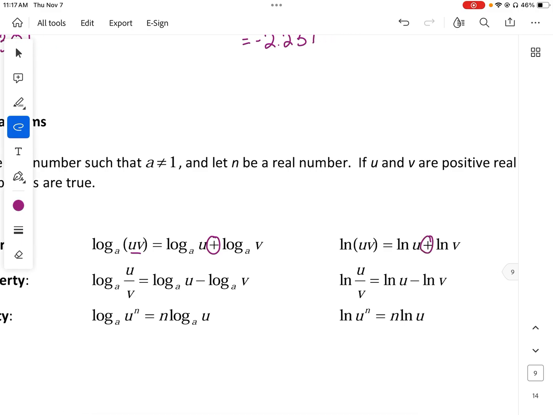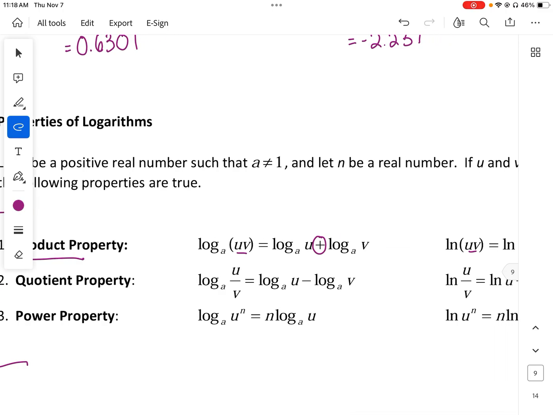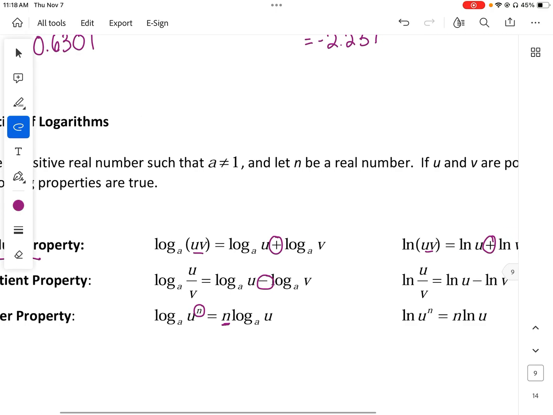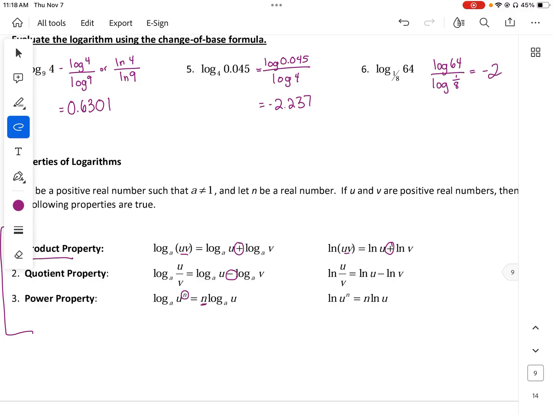So the same thing here. We have ln uv equals ln u plus ln v. And then the quotient property, if I'm dividing u by v, I can do log base a of u minus log base a of v. Same thing applies to our natural log. And then our power, if I have u to the power of n, I'm going to multiply that out front, put it out front. Okay, so let's go ahead and apply those on some examples.